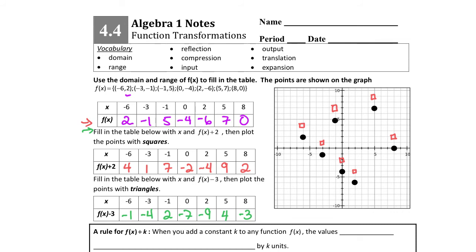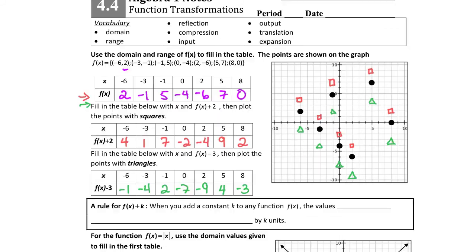Over on my graph, I'm going to go to -6 for my x value and down to -1 and put a little triangle. Go to -3 and then -4 and put a little triangle. I'm going to go to -1 and then up to 2 and place a small triangle, and I'll fill the rest in so you don't have to watch me do that. Once we've got these done, go ahead and take a moment to copy those points if you haven't already.